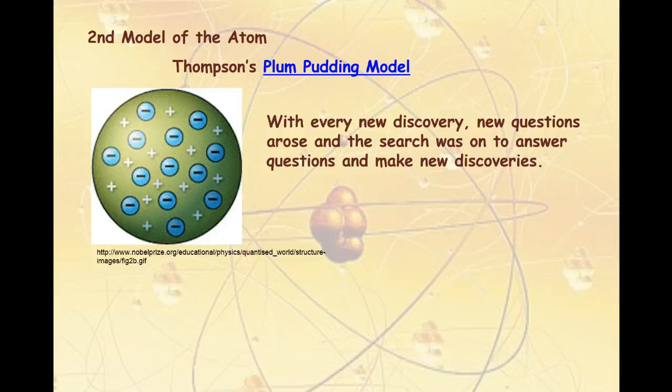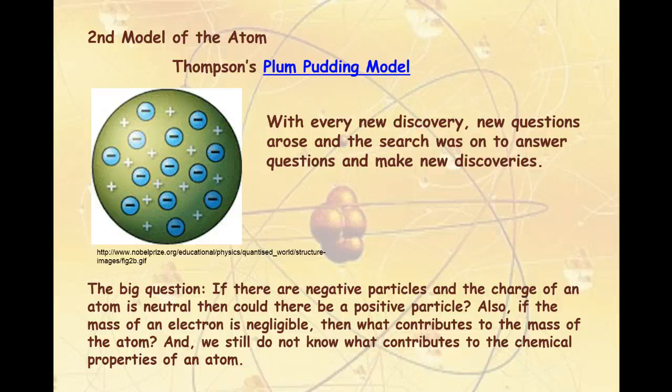So with every new discovery, new questions came about, and the search was on to answer these questions and to make new discoveries. The big question, or I should say a few questions: if there are negative particles and the charge of an atom is neutral, then could there be a positive particle? In addition, if the mass of an electron is negligible, then what contributes to the mass of the atom? And then finally, we still don't know what contributes to the chemical properties of the atom. So these were questions that scientists at that time in history wanted to answer.